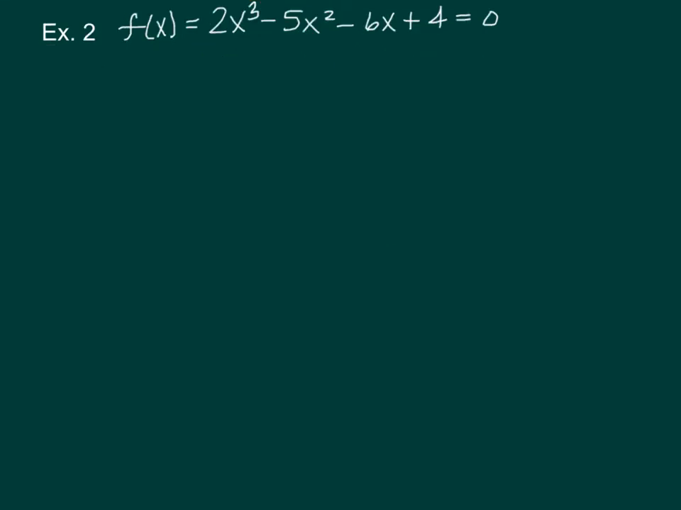Okay, we're going to try another one. This is example 2. Remember, the first thing you do is make your list of possibles. So you're going to look at factors of your constant term divided by factors of your leading coefficient.